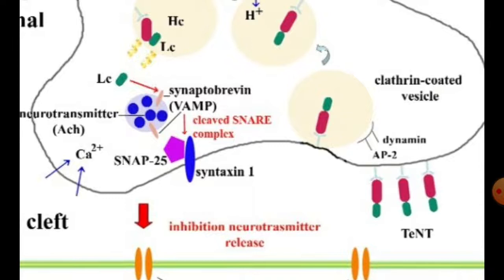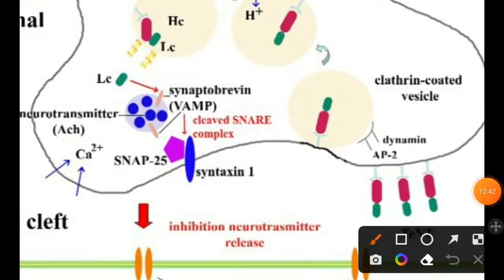Again, I am repeating. If I repeat the entire process, the first thing is the Tetanospasmin will enter a specific type of inhibitory neuron. Okay, that is named Renshaw cell.